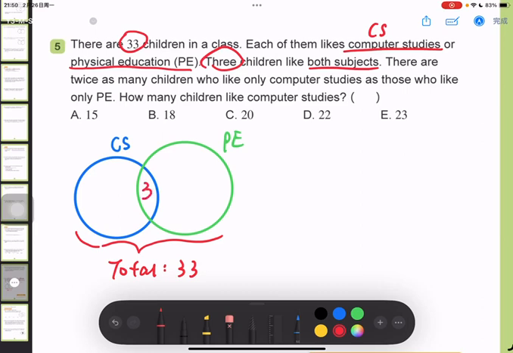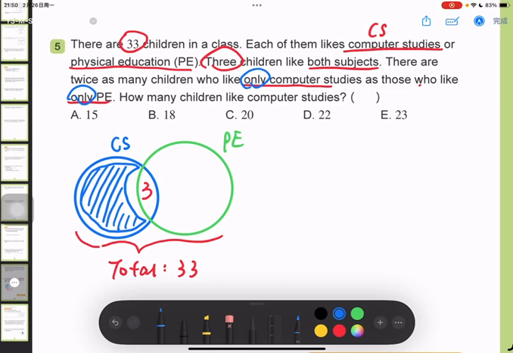And then there is a very long sentence. There are twice as many children who like only computer studies as those who like only PE. So here we have 2 parts to compare. The first are the children who only like computer studies and those who only like PE. So let's try to find these 2 parts first. In a Venn diagram, the only part is always the moon shape. So for the students who only like computer science, that will be the moon shape on the left. And for those who only like PE, that will be the one on the right.